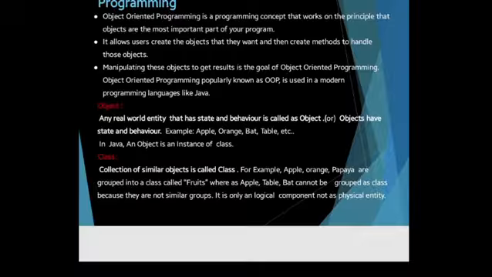Now we can see what is an object. An object is any real world entity that has state and behavior. The state refers to the characteristics or properties of an object, while the behavior refers to the actions that the object can perform. Let us take a car as an example. The state of a car includes color, brand, model, speed, fuel level. The behavior of a car includes start, stop, accelerate, apply brake. Here the car itself is the object. It has its own properties and performs certain actions.